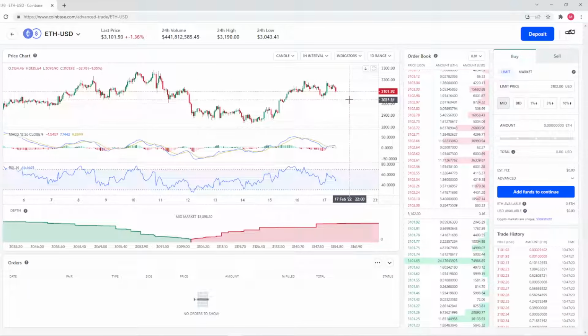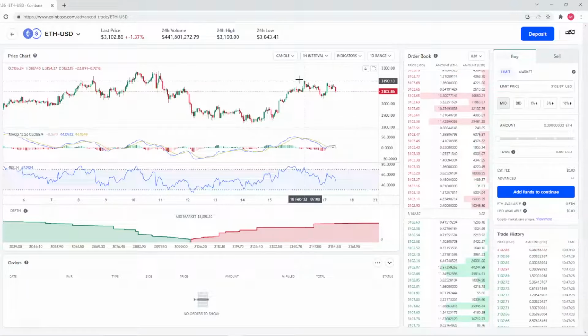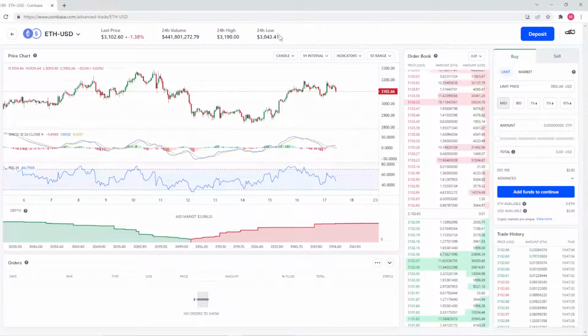Like for me personally, I think the stop loss though is very, very useful for protecting your profits, especially if you are into day trading. And that's just a personal opinion, guys, right? So we can see here some price data as well.